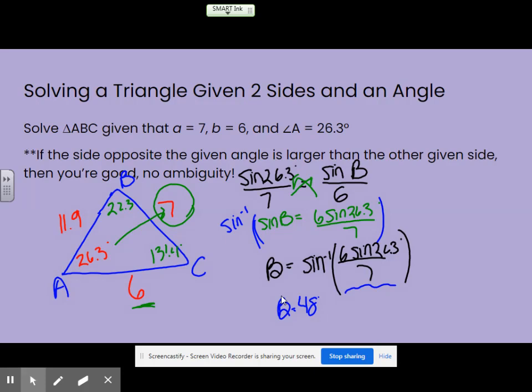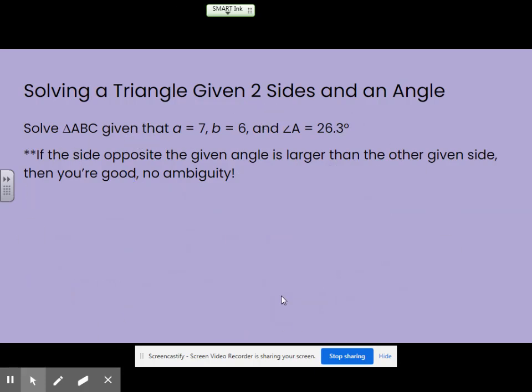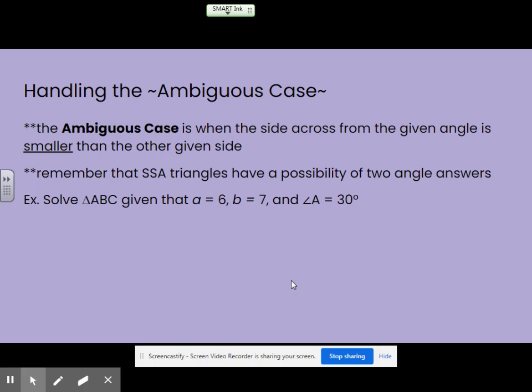Okay. So we talked about one of our suspicious cases where I have side angle, but this one was fine because the side opposite our given angle was larger. So we're okay. The ambiguous case is specifically when the side across our given angle, our pair, is smaller than the other given side. So we are given a new triangle here. My first step is always to draw it out.